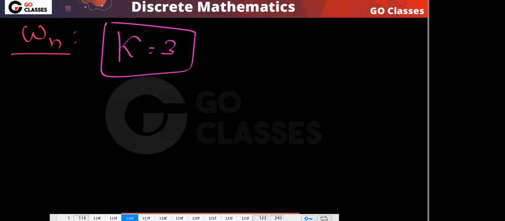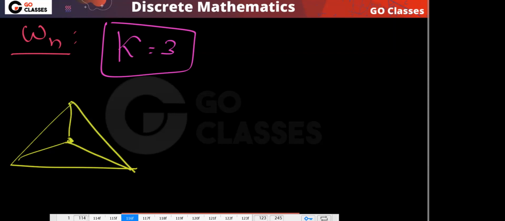What about the wheel graph, W_n? What is the kappa of a wheel graph? Kappa is 3. The connectivity number will be 3. Because, if you notice, very simple, this is your W3. If I want to disconnect this, the kappa is 3.